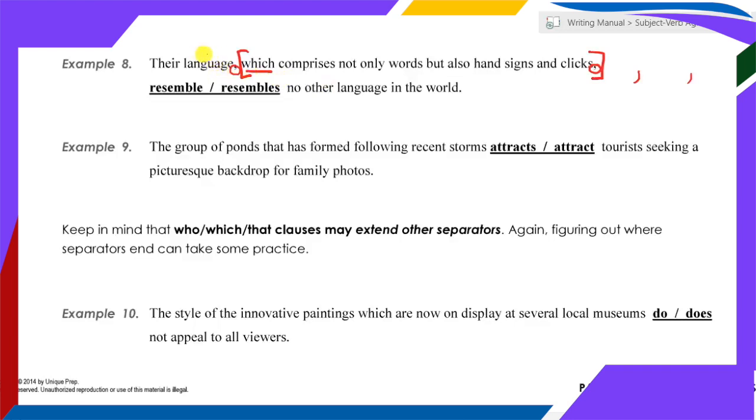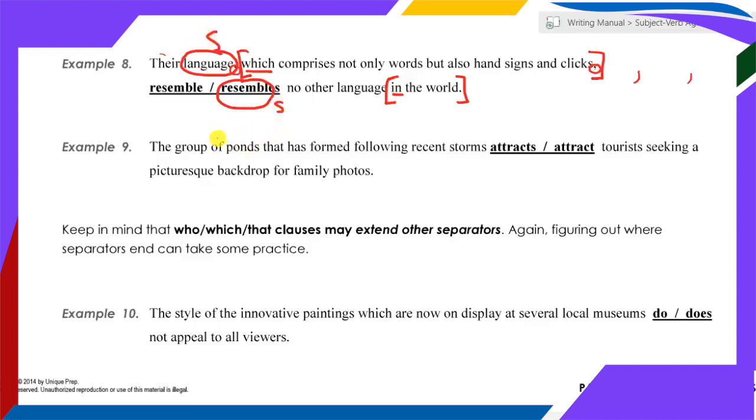So this sentence boils down to their language. Language is the subject. Their language resembles no other language in the world. In the world is also a separator that could be bracketed. So again, their language resembles no other language. We have a singular subject. We need a singular verb.